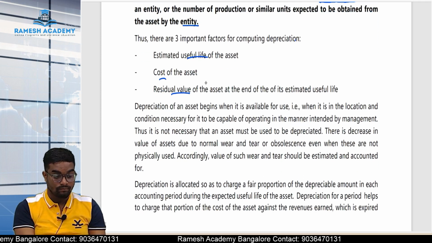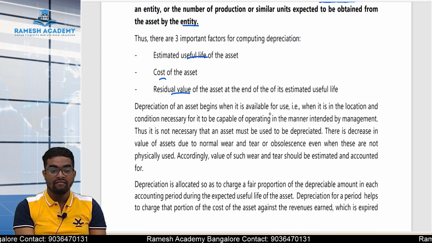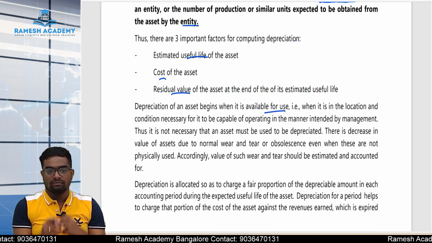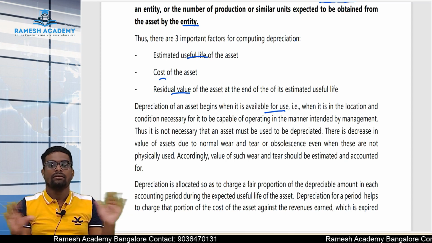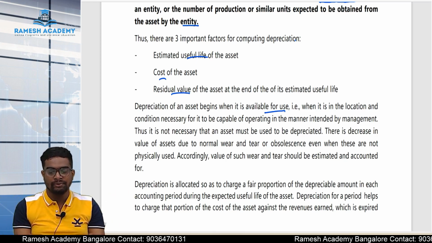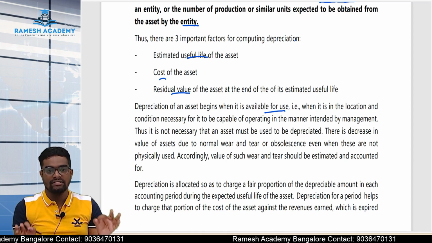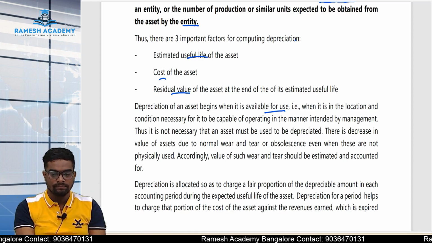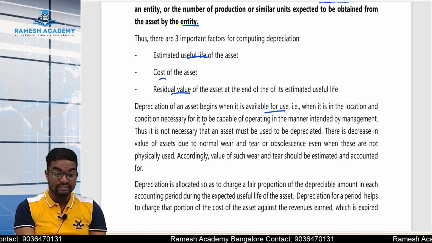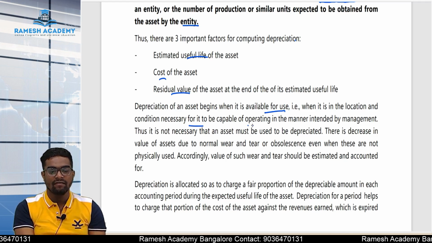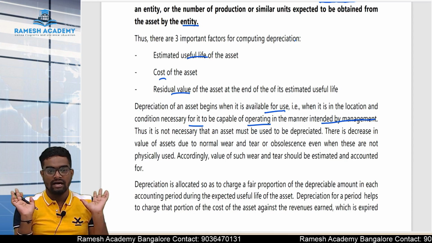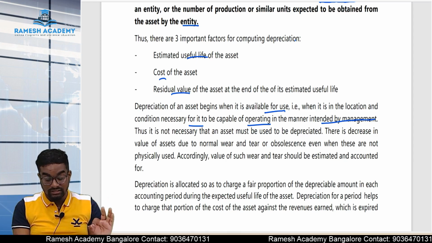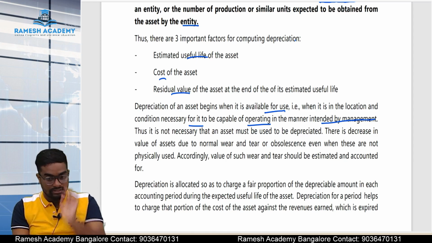Next, depreciation of an asset begins when it is available for use. So now I have constructed an asset but it is not ready for use. Can you charge depreciation? No. When it is available for use, which means using that I can produce goods or generate revenue, at that stage depreciation will start. That is when it is in the location and condition necessary for it to be capable of operating in a manner intended by the management. So management tells that, okay, this machine is ready for use. At this stage depreciation should start, not before that.